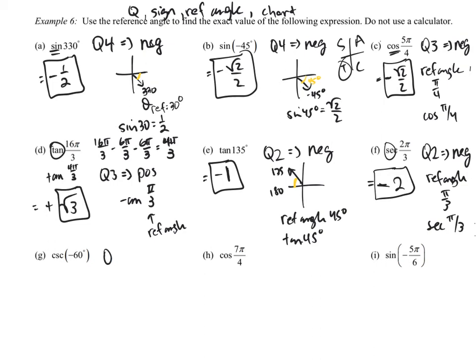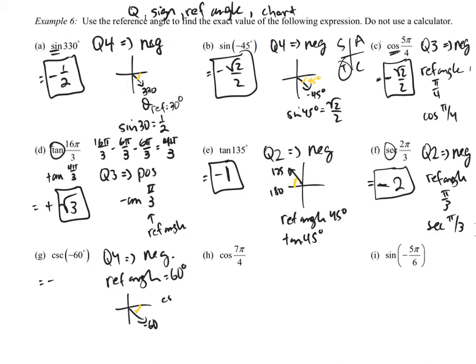Okay, cosecant of negative 60 degrees. I know that negative 60 degrees is going to be in quadrant 4. In quadrant 4, cosine and secant are positive. Everything else is negative, so I know the answer to this is going to be negative. My reference angle, if you draw it real quick, negative 60 degrees is here. If I go back to the x-axis, that's just going to require me to go 60 degrees, so the reference angle is going to be 60 degrees.